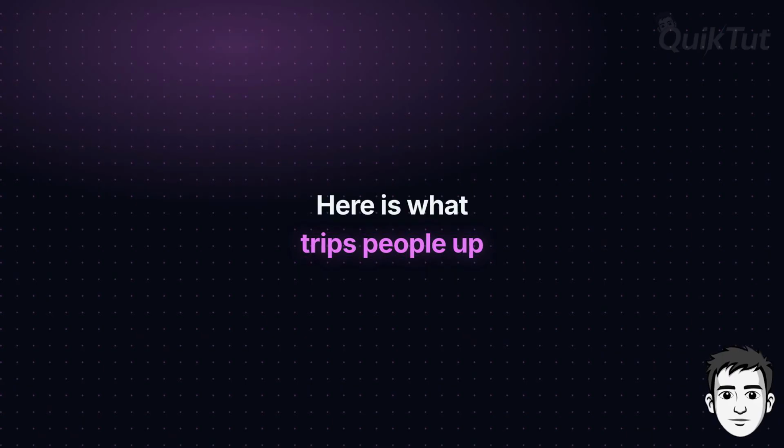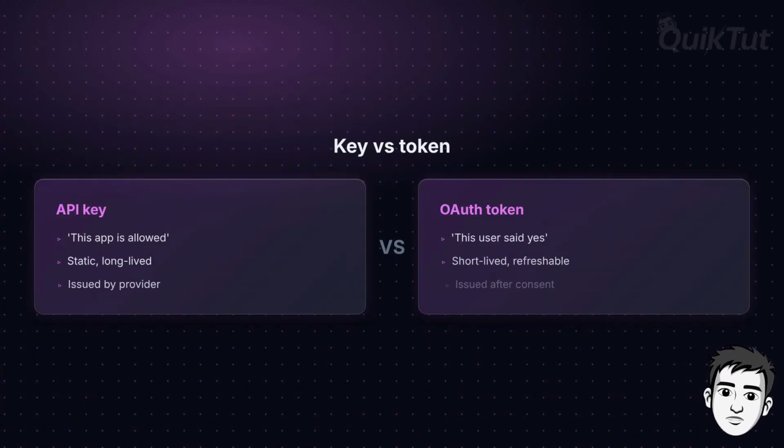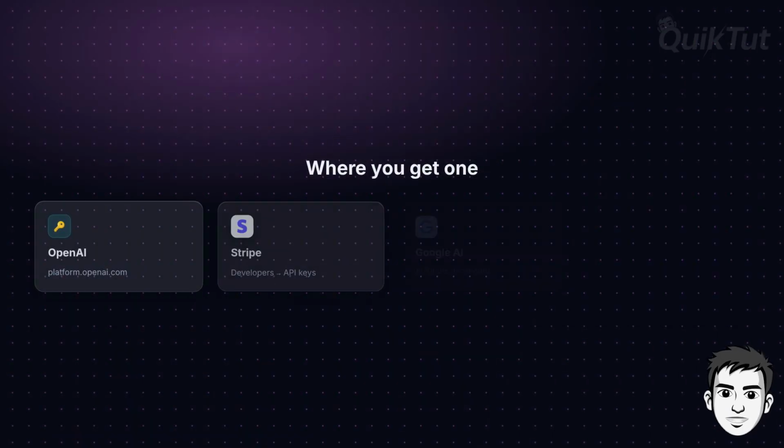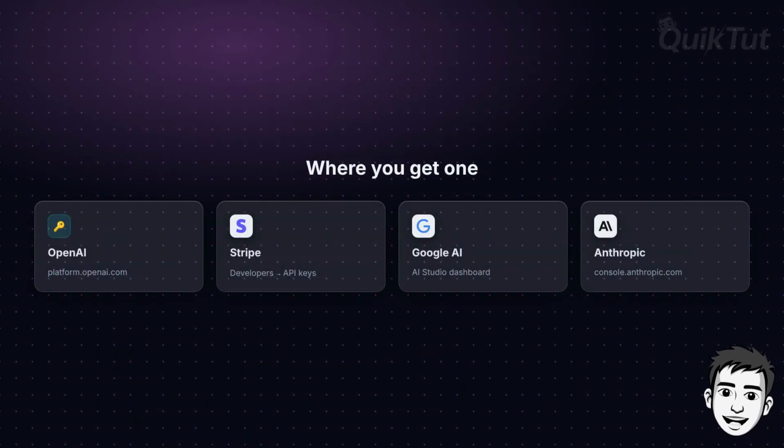And here's the part that trips people up. An API key identifies the app, not the user. That second part is OAuth's job. You generate one in a developer dashboard, and every provider has its own.